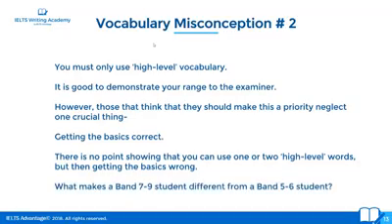What makes a band 7 to 9 student different from a band 5 to 6 student? Most people think that it's the fact that they use more sophisticated or higher level language than the band 5 or 6 student. Actually, no. The band 7 to 9 student gets all of the basic stuff correct. They get all of the intermediate stuff correct. And they also try to use some of the higher level stuff, and they're quite successful at that too.